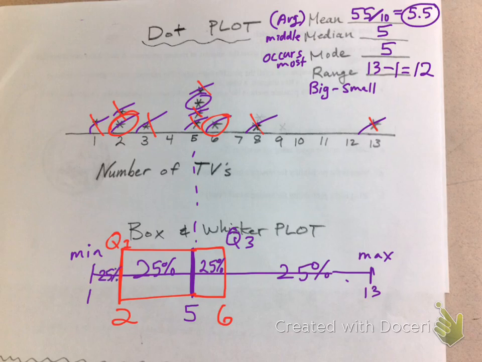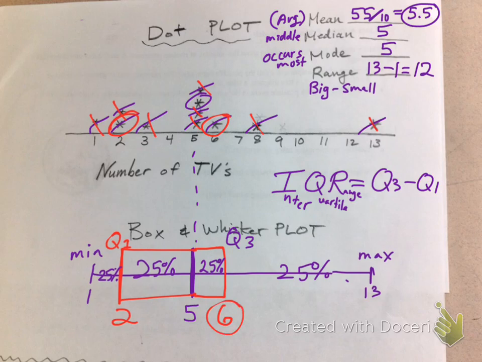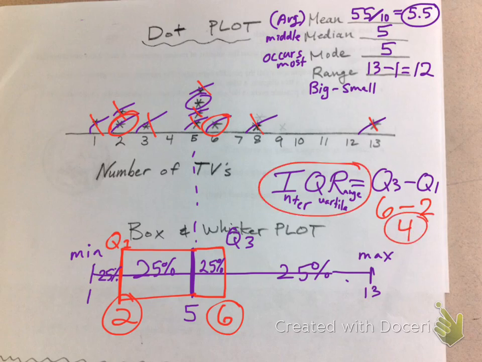Okay? And then the last big word you got to know is IQR, and that's interquartile range. And that's just Q3 minus Q1. Well, let's see. What's Q3? 6. Q1 is 2. So 6 minus 2 is 4. So the IQR is 4. Alright?